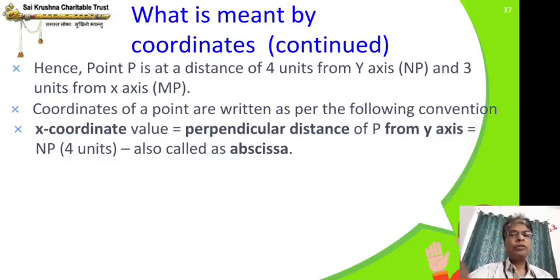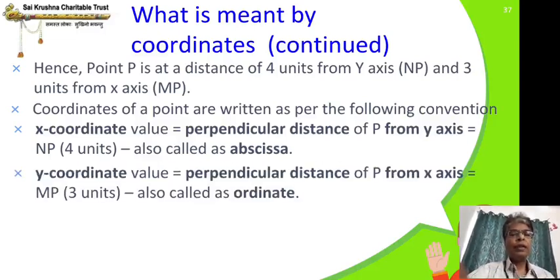X coordinate value equal to perpendicular distance of P from y-axis equal to NP, 4 units, also called abscissa. The name of this x coordinate is also called abscissa, which is nothing but x coordinate, that is the first one, 4 units, the perpendicular distance of P from y-axis. Hope all of you remember we took the distance from N, we drew a perpendicular line to P that was equal to 4 because OM equal to 4.